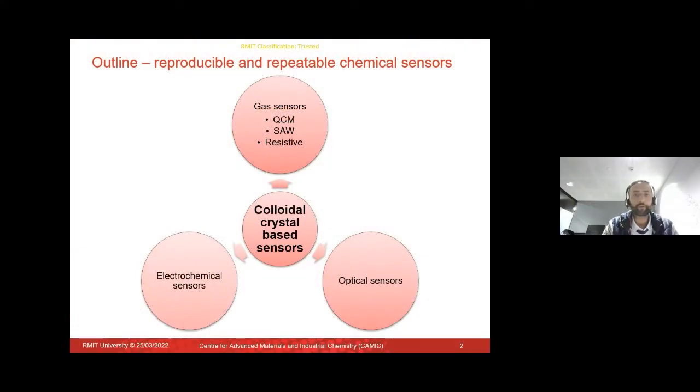So the outline of my presentation, I'm going to be talking about reproducible surfaces and repeatability of chemical sensors. And the way I'll present this, our approach has been to develop colloidal crystal-based sensors, and this includes optical sensors, electrochemical sensors, and also gas sensors where we've actually deposited colloidal crystals on QCMs, SAW, and resistive transducers.